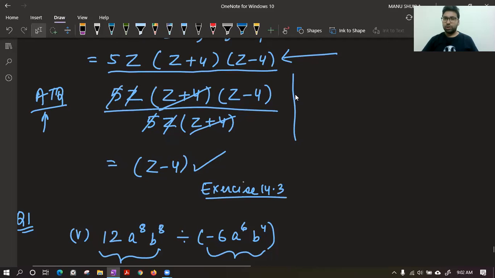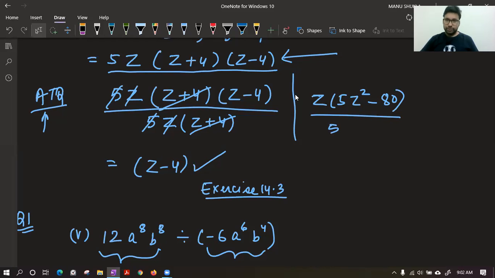The question was this, that you have to divide z into 5z square minus 80 by 5z, z plus 4. That's it. What I've done is I have simplified this numerator, and this denominator is already simplified. I have cancelled the common terms and I've got the answer. The answer is z minus 4.